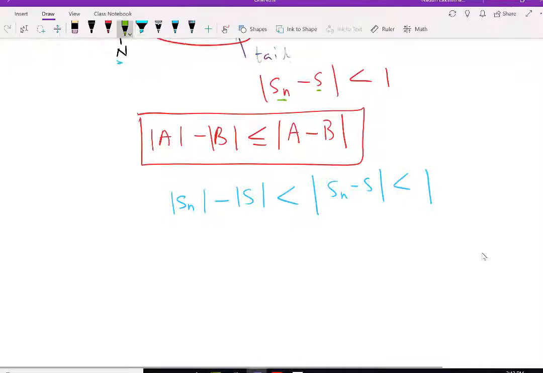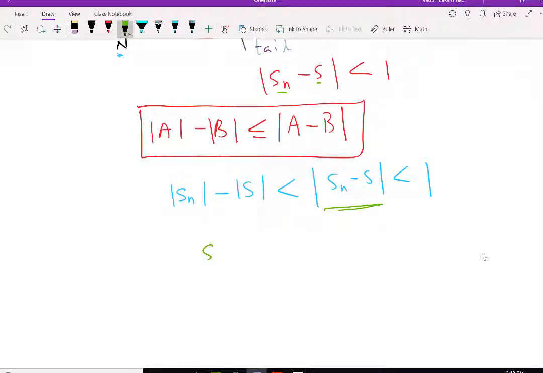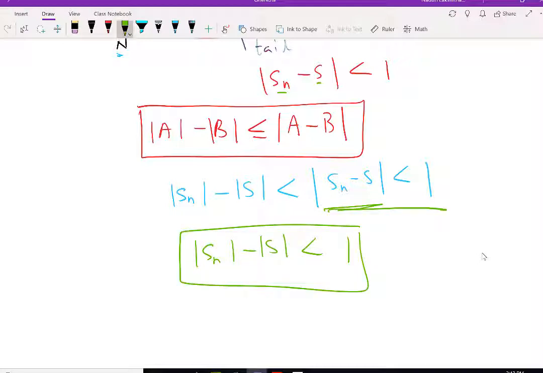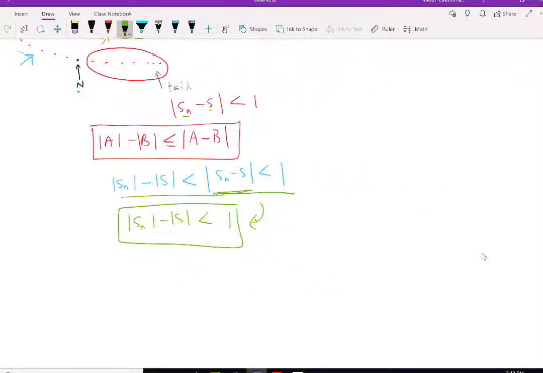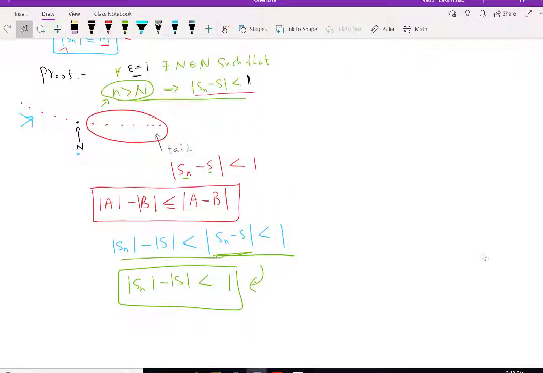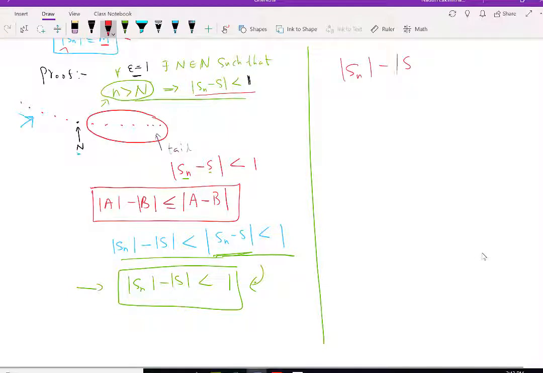Now we can drop this part and say, of course, the absolute value of Sn minus the absolute value of S is less than 1, right? If this happens, of course this happens. That's an obvious fact. Alright, now here's what's going on. Now what we can say based on this last result, let me write it again, because you know I'm a little bit messy.